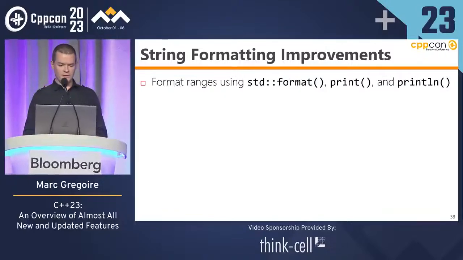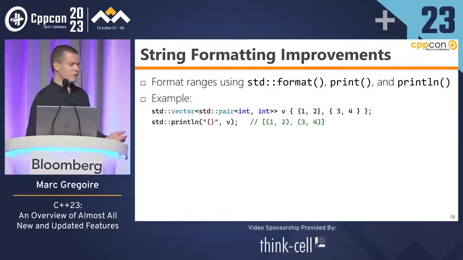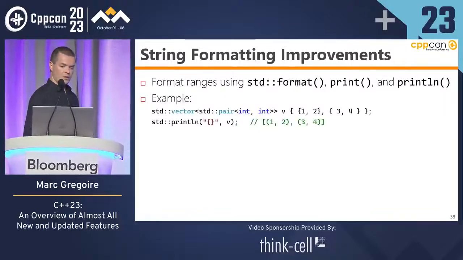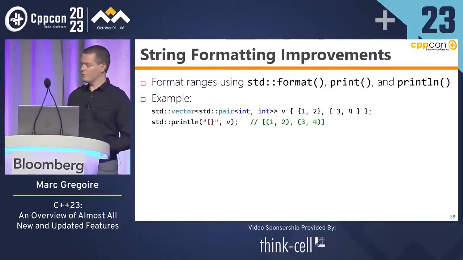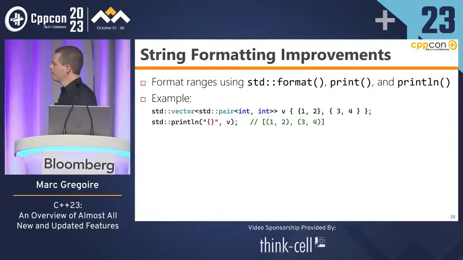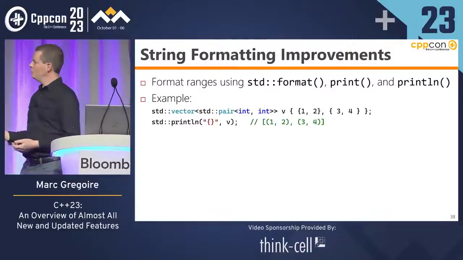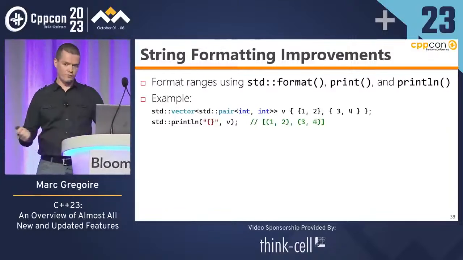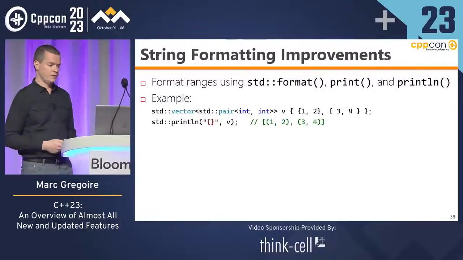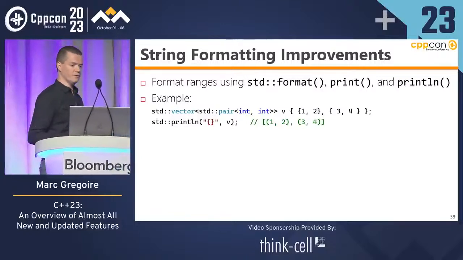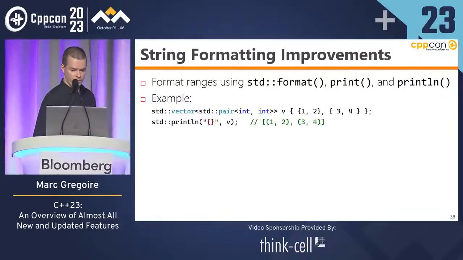What else? C++23 also allows us to easily format ranges. So I have a vector of pairs of integers here, and I can just pass this to print or println or format. And the output will be, as you can see in the comments. So I don't need any looping anymore. It's all handled for you.